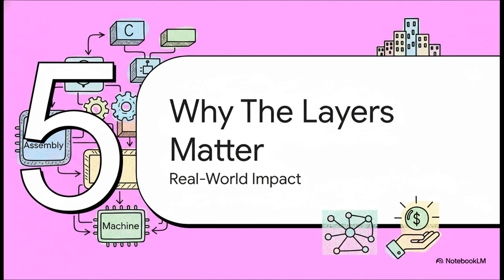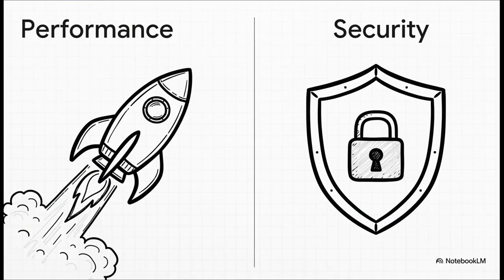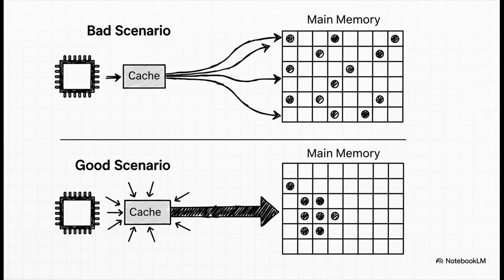Okay, so we've gone from C down to assembly, and now we're talking about the basic rules of the machine. But why? Why does understanding this whole complicated journey actually matter in the real world? Well, it really boils down to two absolutely massive areas, performance and security. How fast your program runs and how safe it is from being attacked are both directly connected to these super low-level details.